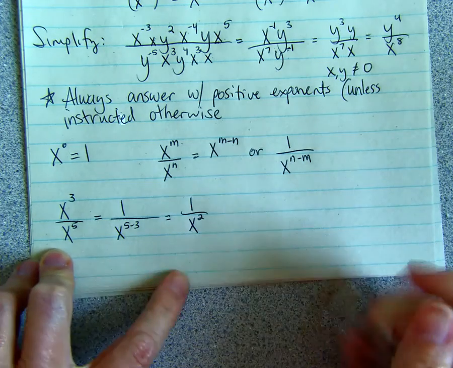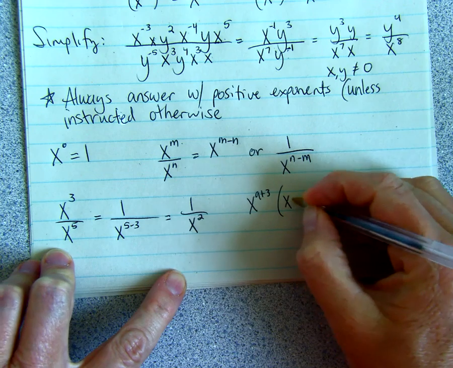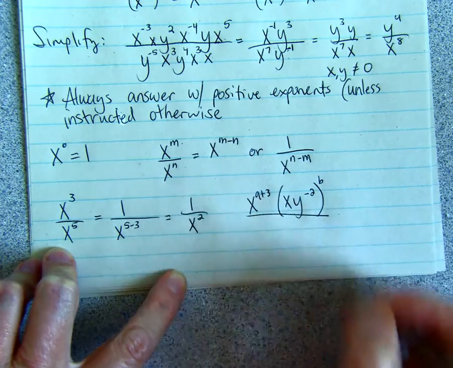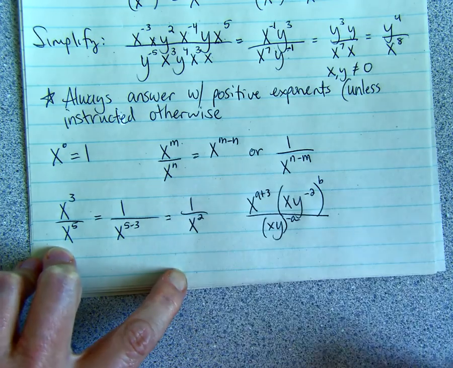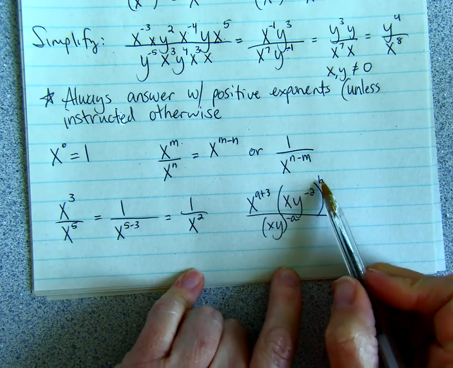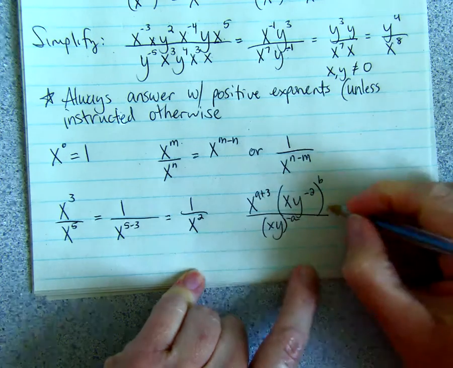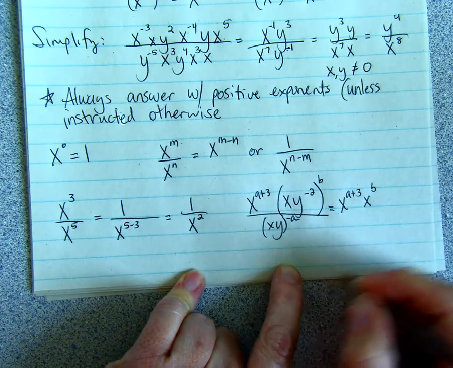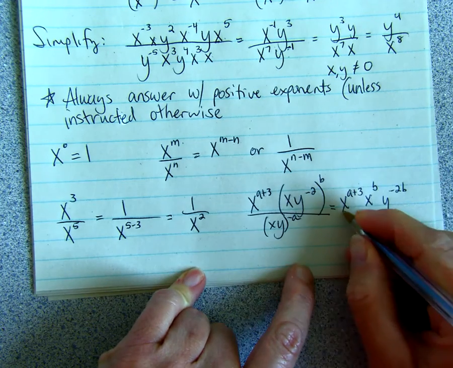Now here's an example: x to the a plus 3, parentheses, x y to the negative 2, all of that raised to the b, all over x y to the negative a. Now we want to simplify. So we're going to multiply this b times each of these exponents. So we're going to keep our x to the a plus 3. Then we're going to do x to the b. Then we're going to do y, we have to multiply these, to the negative 2b.